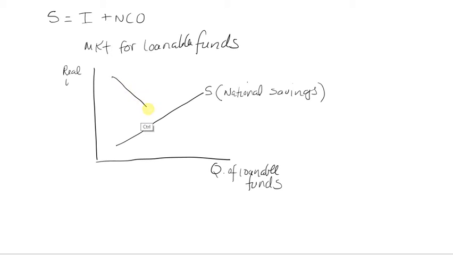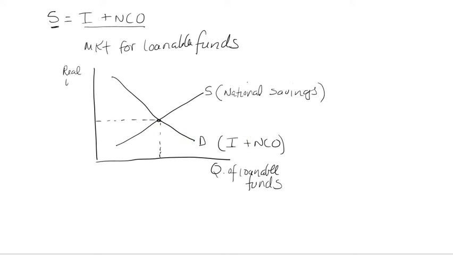And the demand is going to come from investment in domestic assets plus NCO, okay? So if you look at our identity, this side here represents the supply side and the right-hand side represents the demand side, okay? And at equilibrium, we have that the quantity of loanable funds supplied equals the quantity of loanable funds demanded. So this is where the market clears, okay?